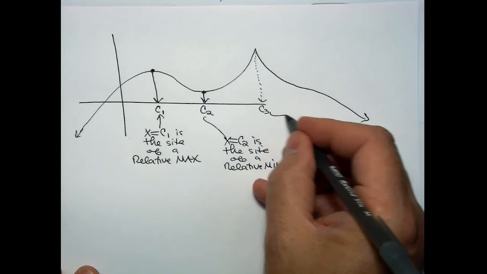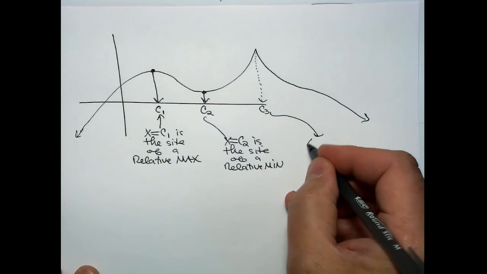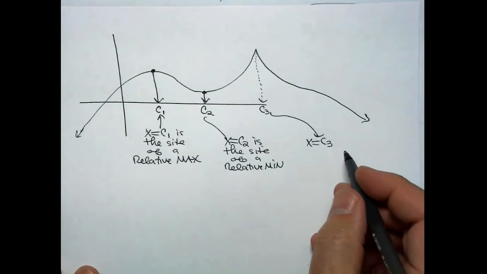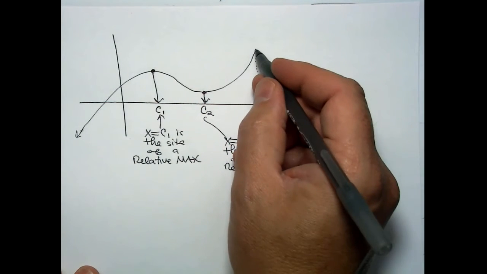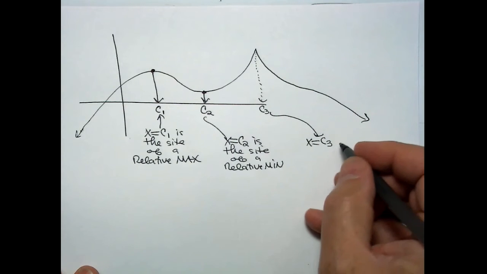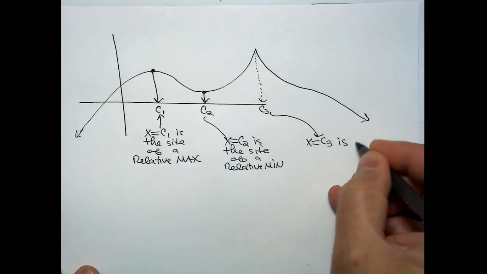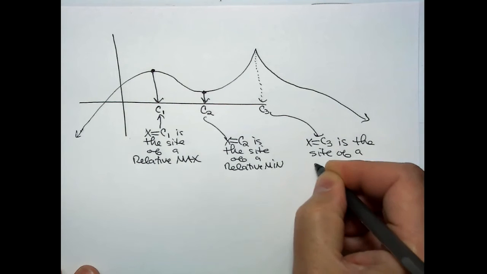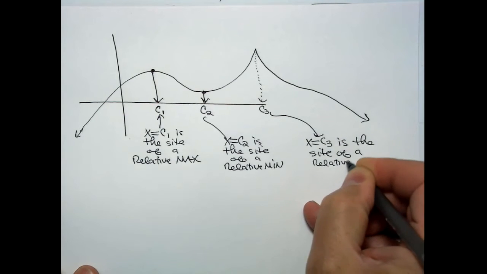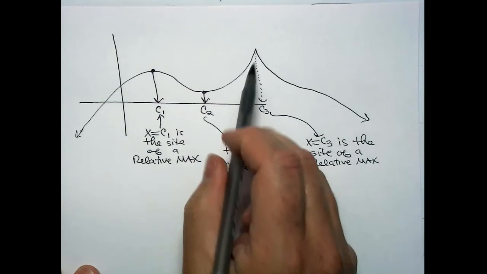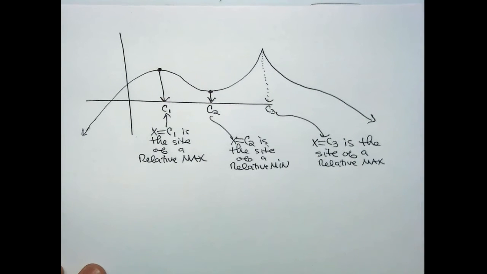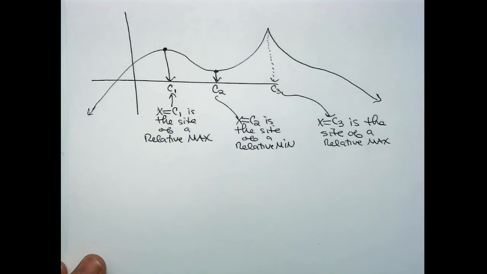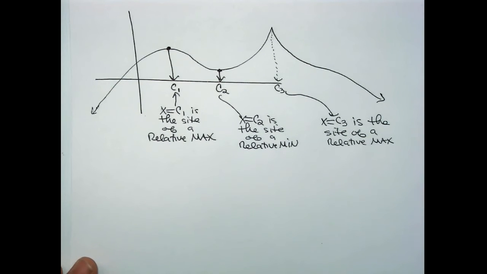Well, again, if this were a hiking trail, I'd have to say that x equals C3. We'd balance right at the tippy top of this mountain. It's kind of a sharp spike right there. But x equals C3 is still the site of a relative maximum relative to the local area. It kind of looks like the absolute maximum also, but for now we're just talking in relative terms, relative to the local area. How do you find these things?